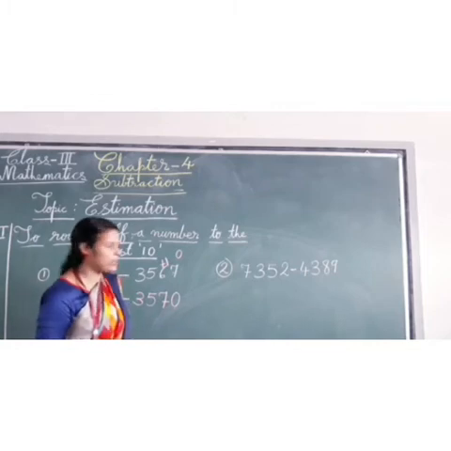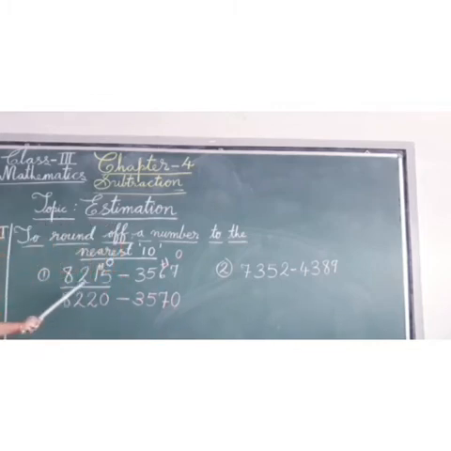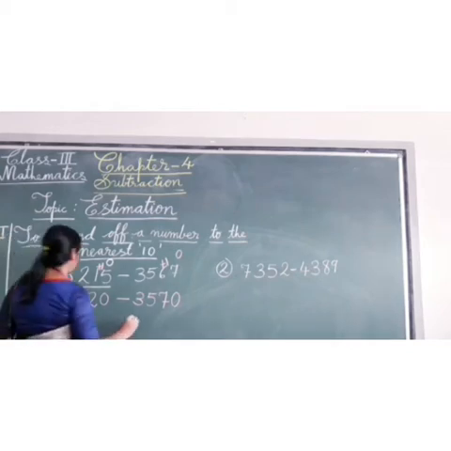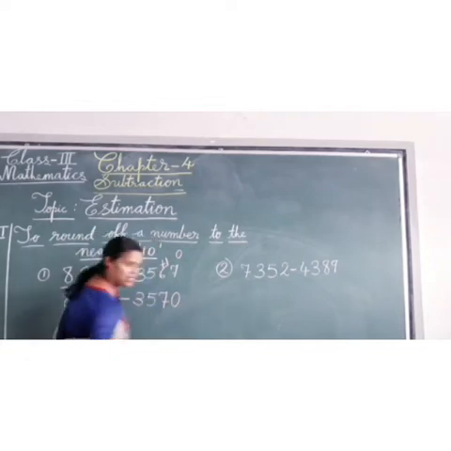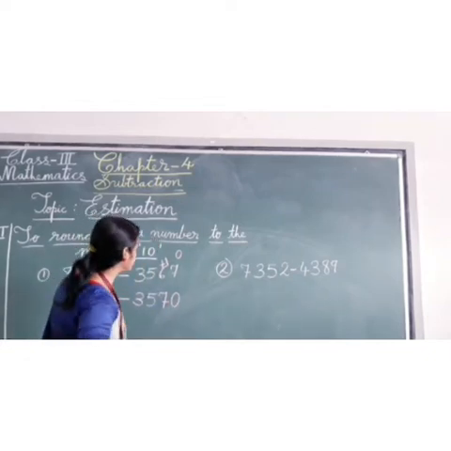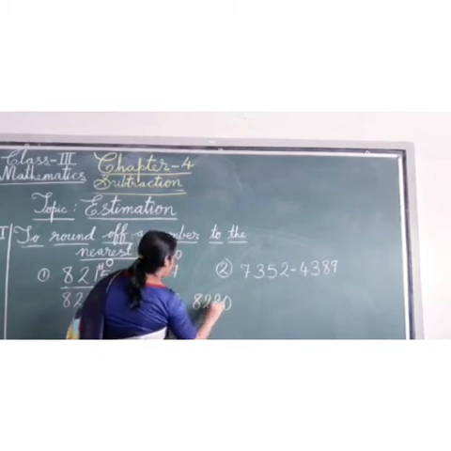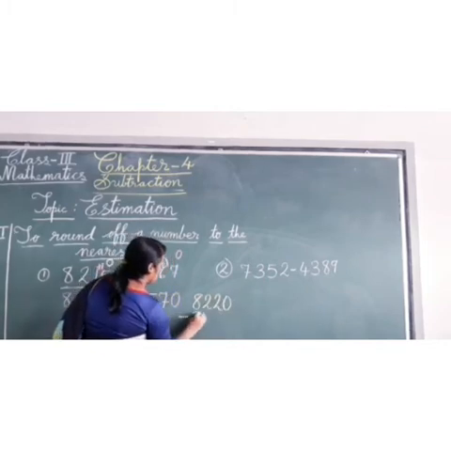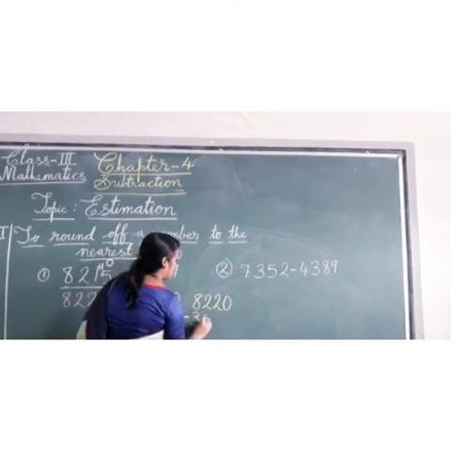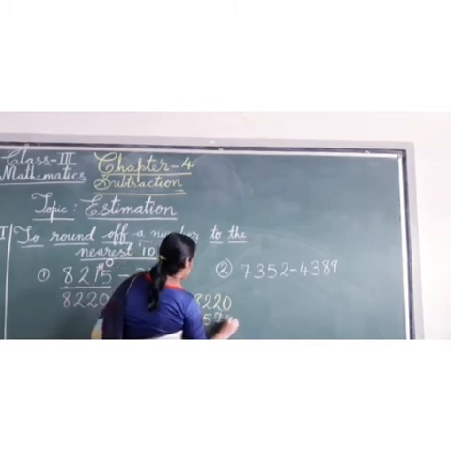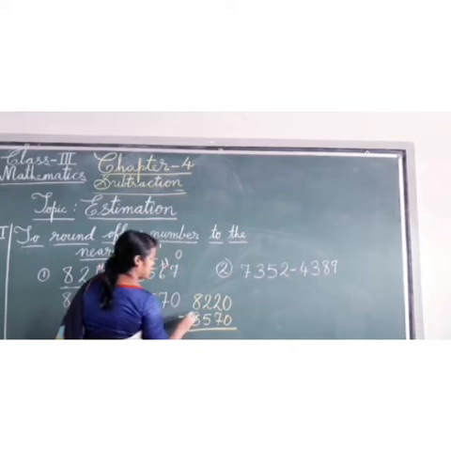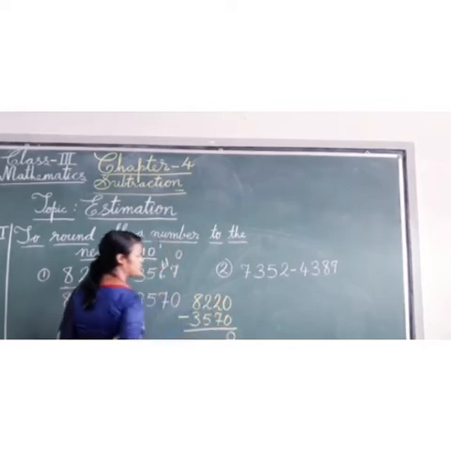Ones place. I hope you understood this. So the round figure we are getting here is the answer. Now we are going to subtract this number: 8,220 minus 3,570. So subtraction, 0 will remain 0.